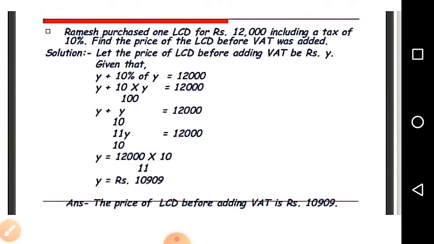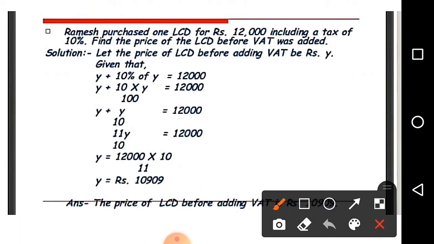Next example is this. Ramesh purchased one LCD for rupees 12,000 including a tax of 10%. Okay, so one LCD of 12,000 and the tax is already added. Find the price of the LCD before tax was added. Now after adding tax, the price was 12,000. So after removing tax, what is the original price? That we need to find out. So how will we do it?